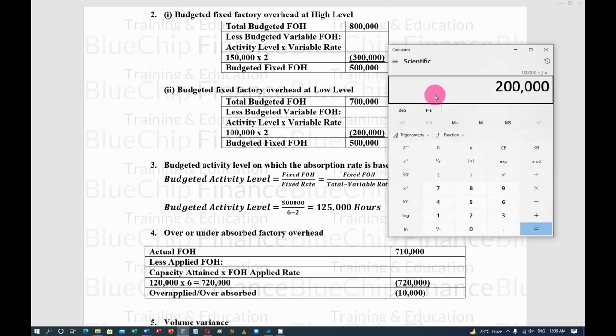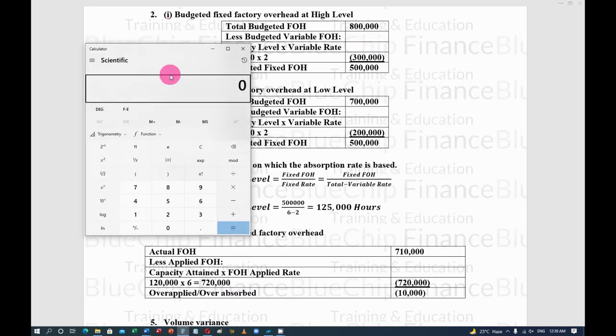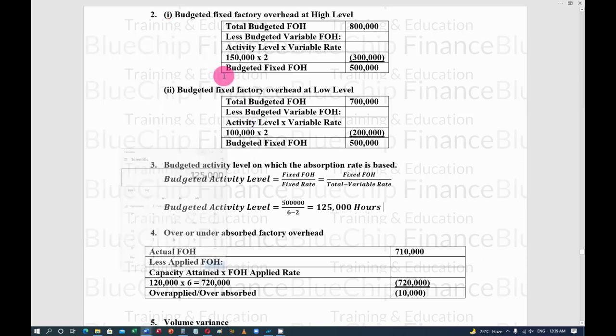So how can we justify this? For example, 125,000 hours multiplied by 2 equals 2,50,000, plus 4 multiplied by 125,000 hours gives 6 per hour in total. So it is confirmed that the budgeted activity level is 1,25,000 hours at which this absorption rate is calculated.